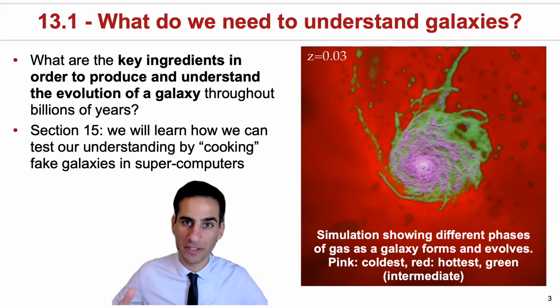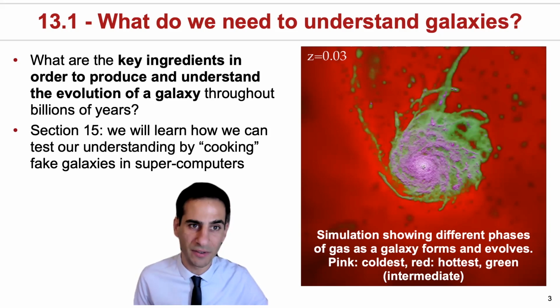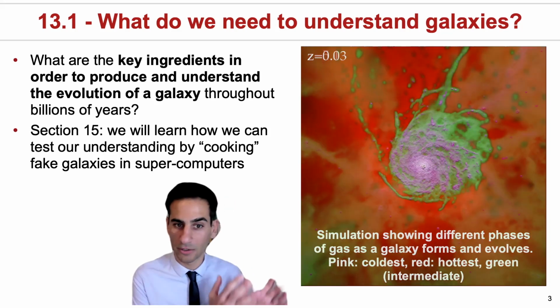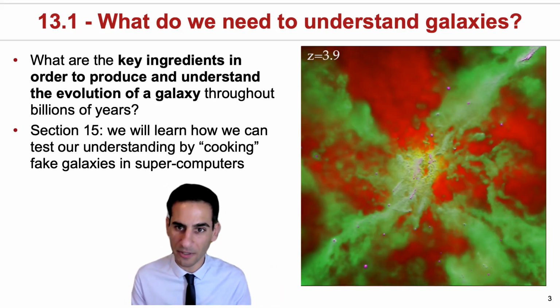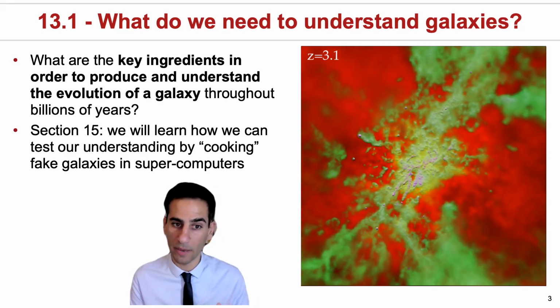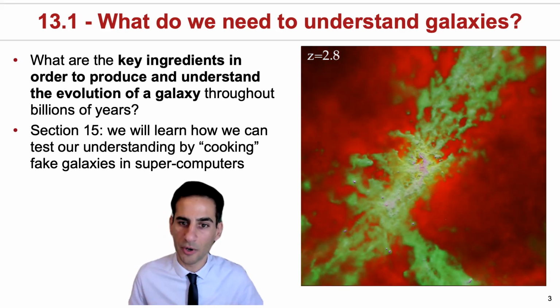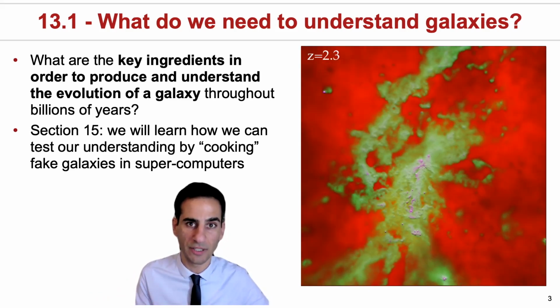Perhaps one of the important questions we should address is exactly what do we need to understand galaxies? And we'll see there are some key ingredients that we need in order to produce and understand the evolution of a galaxy, essentially over billions of years. On the right, you can see the product of a simulation of a galaxy, pretty much like the Milky Way, when we run it in supercomputers. We'll come back to that in section 15, but before we can interpret these simulations, it's really important to have a look at some of the ingredients that we need.